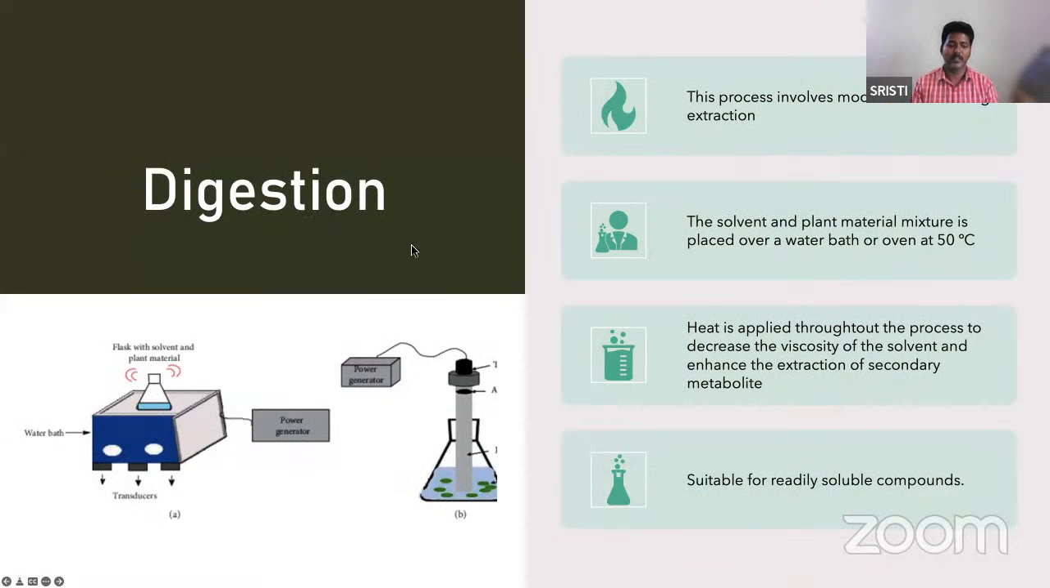And the next method is digestion. So in this process, a moderate amount of heat is used. The solvent and the plant material are kept in a container in a water bath or oven at 50 degrees centigrade. Constant continuous heat is applied, so that whenever you apply heat to a solvent, the viscosity of the solvent changes a little bit. So it enhances the extraction of the secondary metabolites. And it is also suitable for the readily soluble compounds.